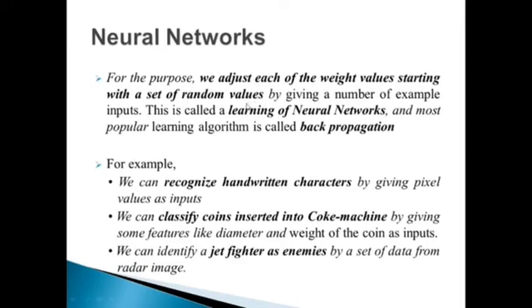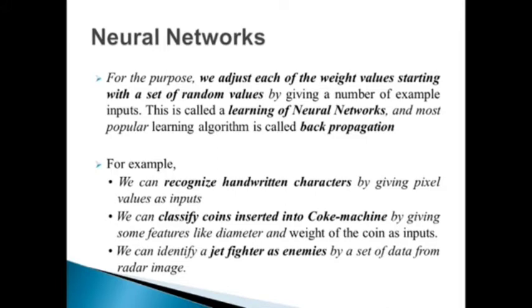That is what we call the learning of neural networks, and we name this type of learning methodology back propagation. By giving the weight values as input, and then adjusting those values, starting from a set of random values, the network tries to learn something with the weights. That is said to be the learning of neural networks. We term that concept back propagation.